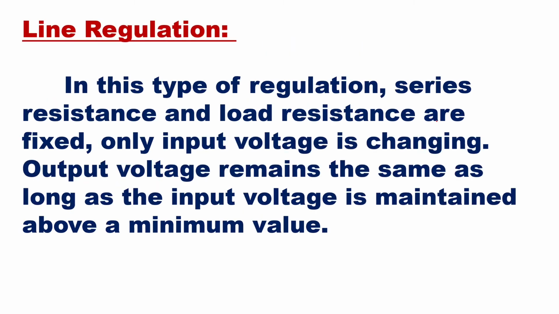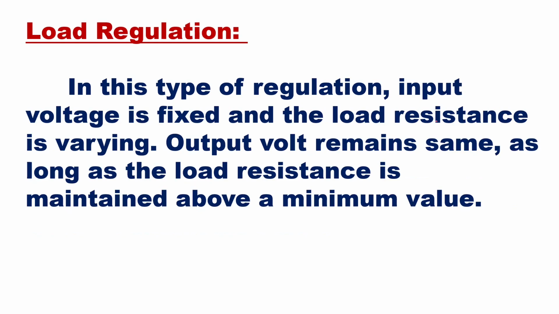Here, the definition for line regulation: in this type of regulation, series resistance and load resistance are fixed. Only the input voltage is changing. The output voltage remains the same as long as the input voltage is maintained above a minimum value. Similarly, the definition for load regulation: in this type of regulation, the input voltage is fixed and the load resistance is varying. The output voltage remains the same as long as the load resistance is maintained above a minimum value.